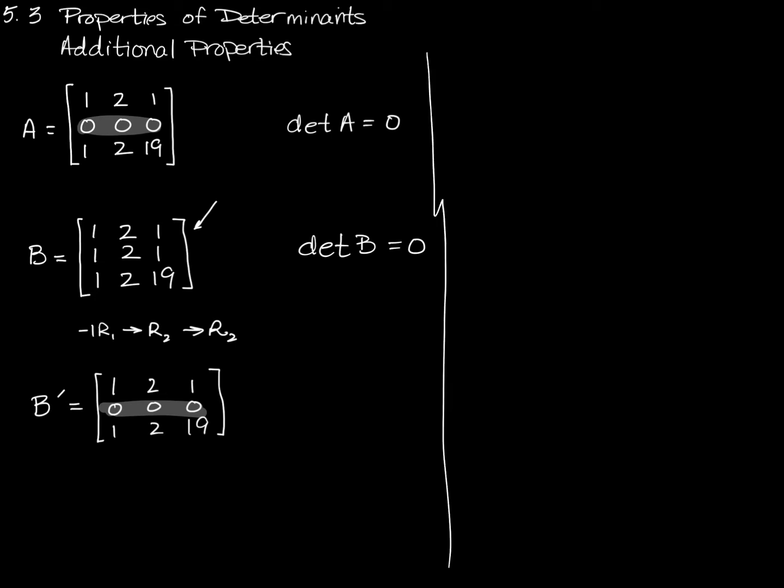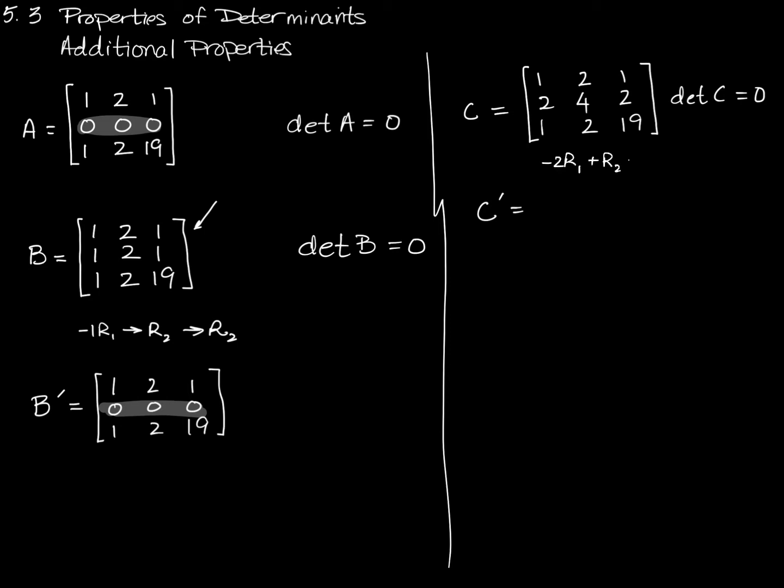If you have a matrix, I'll call this one C, in which one of the rows is a scalar multiple of another row, then the determinant of that matrix will be 0. Well, again, this is just a case of, say, C prime. If I take -2 times row 1, add that to row 2, and put that in the row 2 position, then row 1 doesn't change, although I'll use it to do some computations.